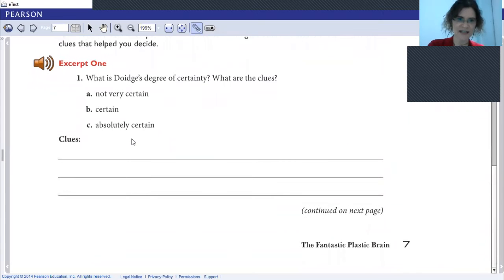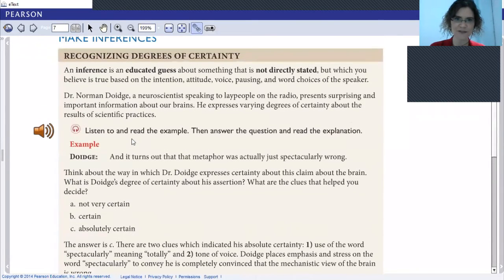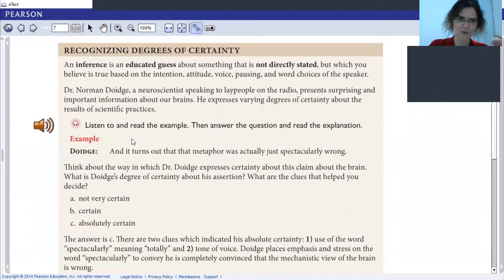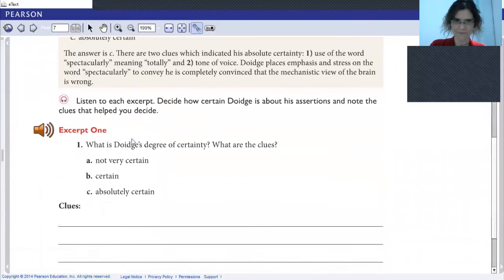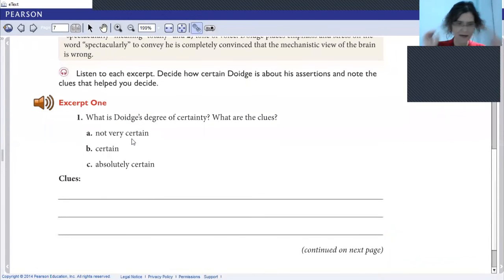Who would want to answer that one? What is Deutsch's degree of certainty? Okay, before we go there, I forgot. So we have the degrees of certainty. Sometimes something is really, really very certain, so absolutely certain. Sometimes it's not very certain. Now we can hear that from the way someone talks, from the intonation, the emphasis they use, how long the sentence is or how short, the type of words or phrases they use, all implies the certainty. Okay, excerpt 1. Who's going to go with that one?